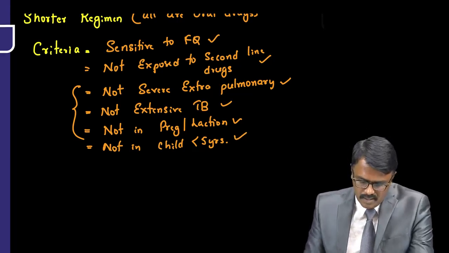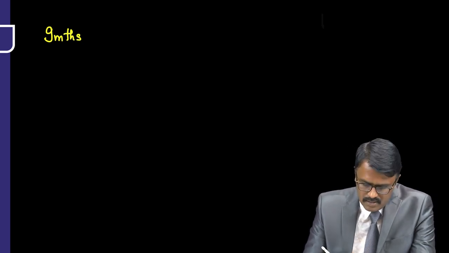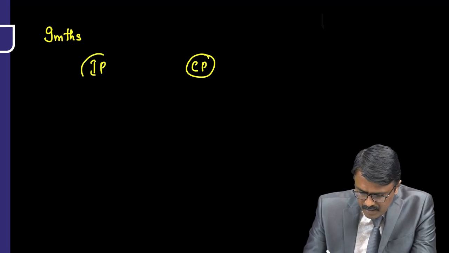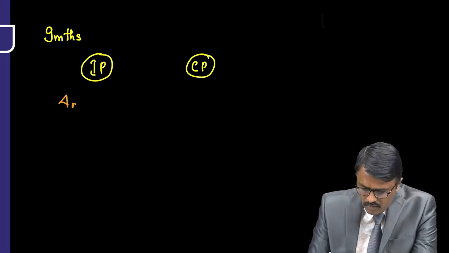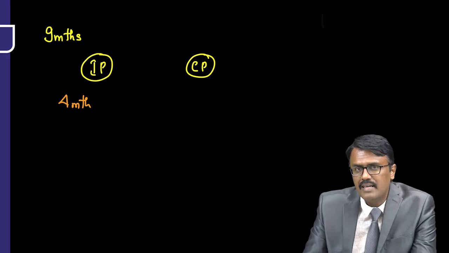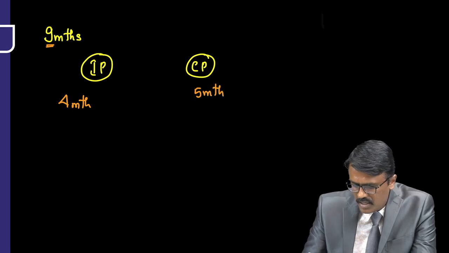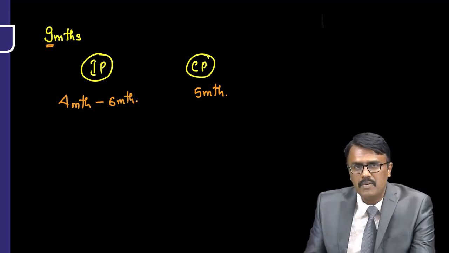Not for these cases. Now the shorter regimen, as the name suggests, should be shorter. How many months? The regimen is for 9 months. Does it have intensive phase and continuous phase? Yes, it has. In intensive phase, the duration is 4 months. Minus it, you will get 5 months for the continuous phase. Many times this intensive phase can be extended up to 6 months if the patient is still positive for TB bacilli.